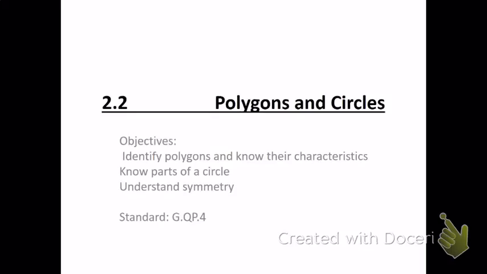We're going to cover section 2.2, polygons and circles. Our objectives are to identify polygons and know their characteristics, know parts of a circle, and understand symmetry.